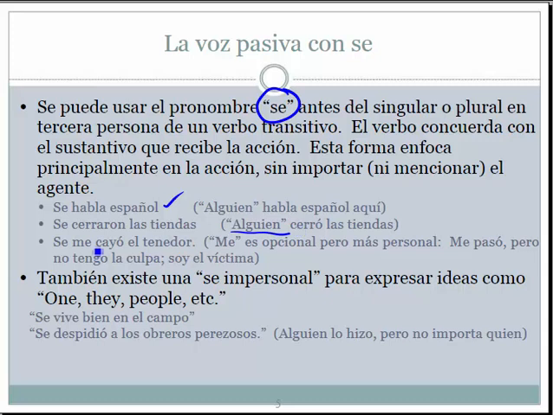This is a funny example. Se me cayó el tenedor. The fork dropped itself. To me. I'm the victim. Okay, but I'm not saying that I dropped the fork. I'm saying that the fork was dropped, and I was the person to whom it was dropped. Sometimes we can say this is an impersonal way. Se vive bien en el campo. Se despidió a los obreros perezosos. In this case, we're not really referring to obreros. We're referring to the impersonal idea of somebody or one or they or something else. We can go into this in a little bit more detail later.